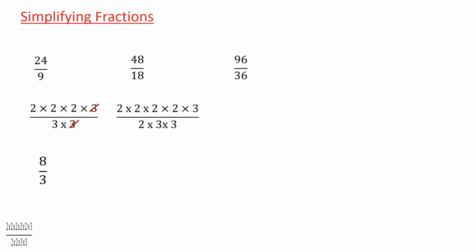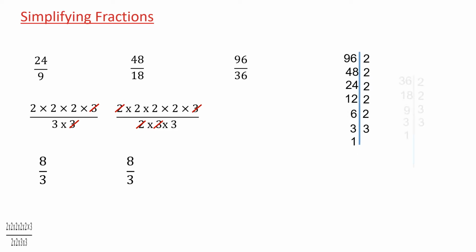48 over 18. Of course, you can find these prime numbers by doing prime factorization. So 48, after doing prime factorization, you will get these prime numbers. 48 is equal to 2 times 2 times 2 times 2 times 3, and 18 is equal to 2 times 3 times 3. Now you can eliminate the common numbers between the numerator and the denominator. Again, the remaining is equal to 8 over 3.